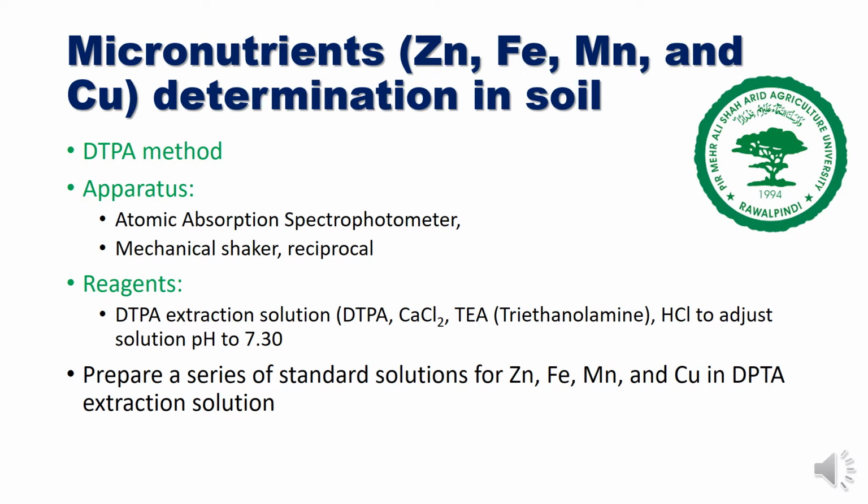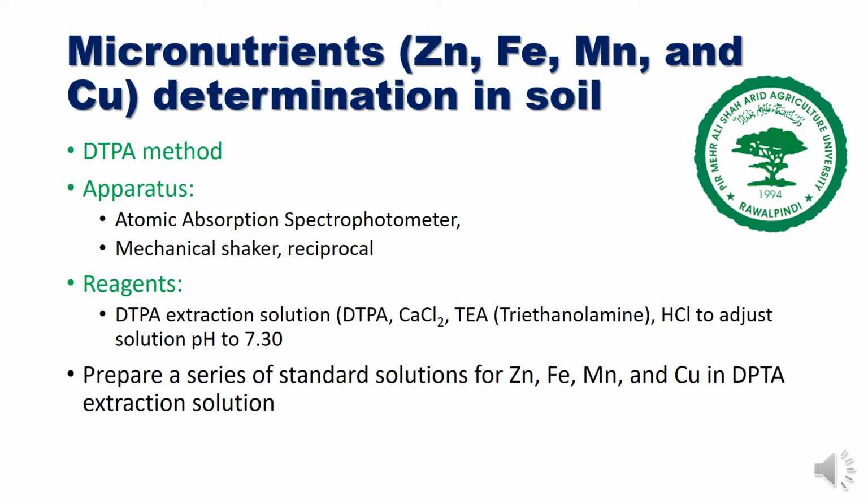The DTPA method, the diethylenetriaminepentaacetic acid test, is commonly used for evaluating the fertility status with respect to micronutrient cations such as iron, zinc, manganese, and copper. DTPA is an important and widely used chelating agent which combines with free metal ions in the solution to form soluble complexes of metals. This is a very important and useful method for determining micronutrients, particularly in alkaline soil.